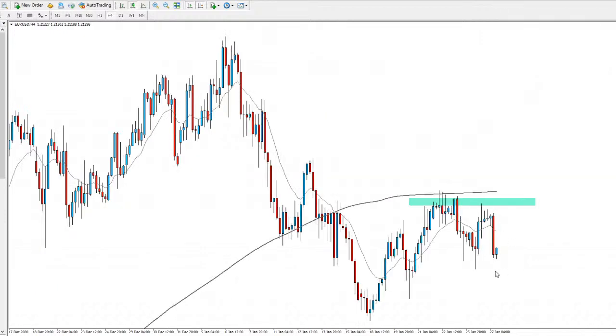EURUSD still looking bearish, but again, might see some retracement on some of these moves, because again, very big moves to the downside. You want to see some retracement first before you expect the move to continue to the downside there. So I'm going to see how some pairs get on today.